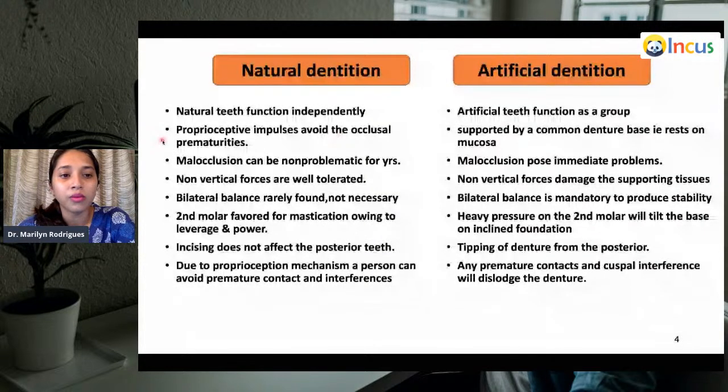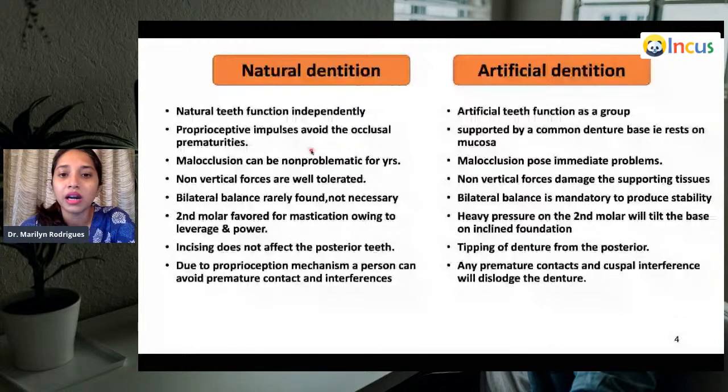Proprioceptive impulses avoid occlusal prematurities in natural dentition. What this means is that the periodontal ligament around our natural tooth has the property of proprioception. These impulses avoid occlusal prematurities. If there is any occlusal prematurity in natural dentition, automatically the teeth will recognize it and go into a more comfortable position so that no destruction of the rest of the tissues occurs.